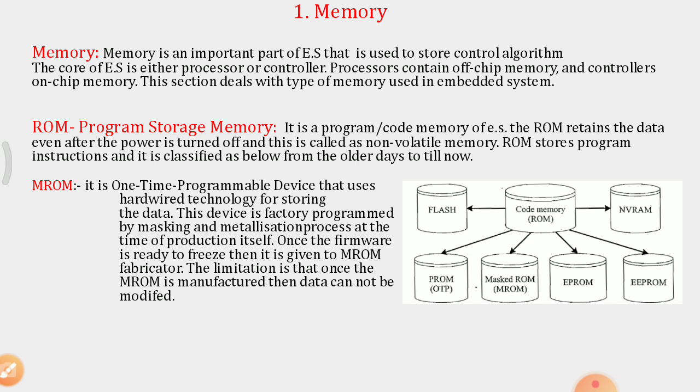So here a programmer or a developer writes his program, and if he wants to store that program in a memory in earlier days, in the beginning days, he has to give that code to the manufacturer, and manufacturer fabricates MROM chip for that program. So if anything needs to be changed in that MROM chip, it cannot be possible. So that is why it is called as one-time programmable device.